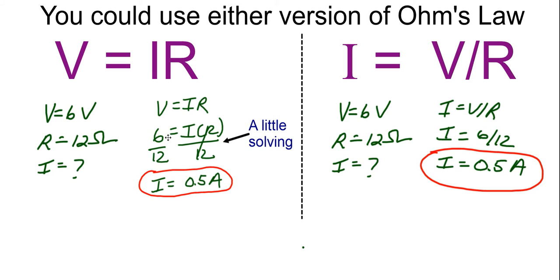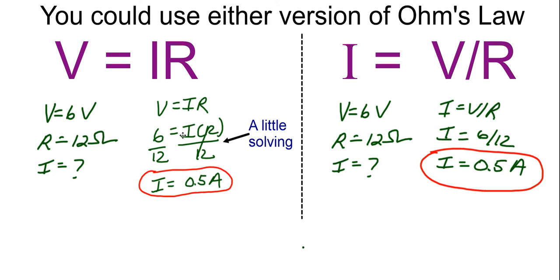And then we'll substitute here. That's going to be 6 equals I, which is what we're looking for, times 12. The only thing, a little extra work here, if you use this version, you've got to do a little solving, don't you? You've got to divide by 12 here. We didn't have to do that here. And so you will do that eventually, and you'll get I equals 0.5A, just as you did here.